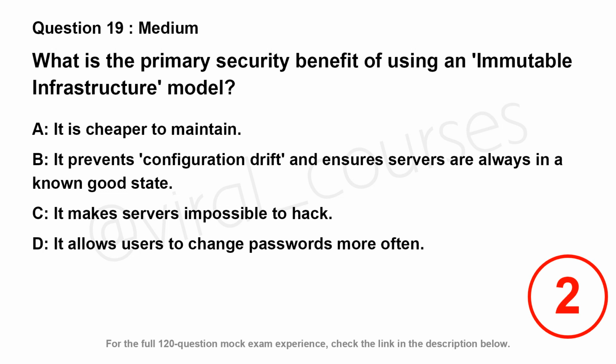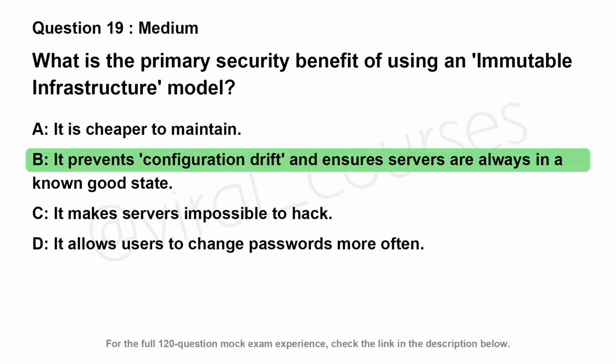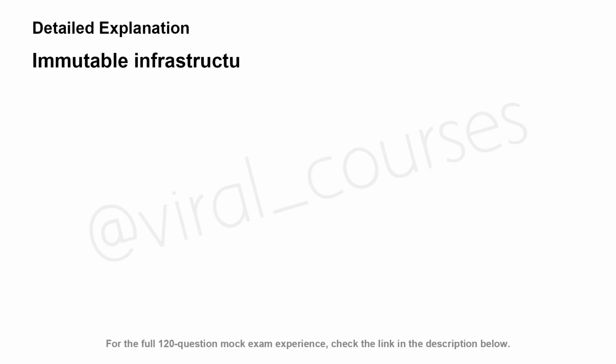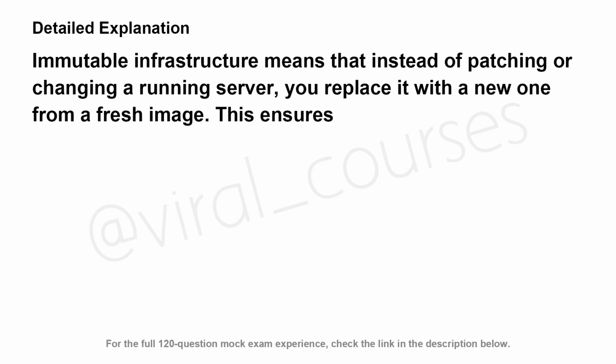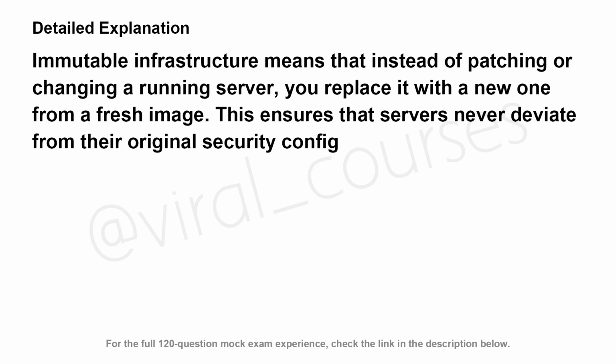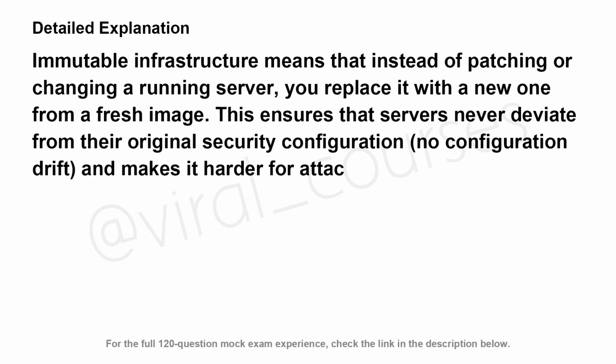The correct answer is B. Immutable infrastructure means that instead of patching or changing a running server, you replace it with a new one from a fresh image. This ensures that servers never deviate from their original security configuration. No configuration drift, and makes it harder for attackers to maintain persistence.